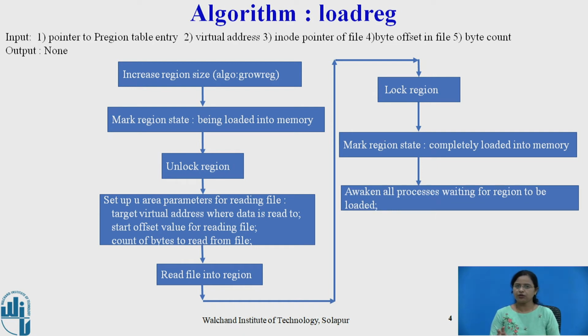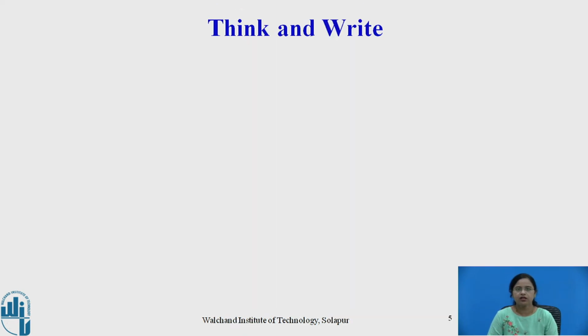Once it is loaded into the memory, the processes which are waiting for the region to be loaded are woken up. Here at this stage, whenever load region starts invoking, the process goes to sleep, and once that region is loaded into the memory, the process is woken up. So, it has to awaken all the processes which are waiting for the region to be loaded. So, this is the load region algorithm.